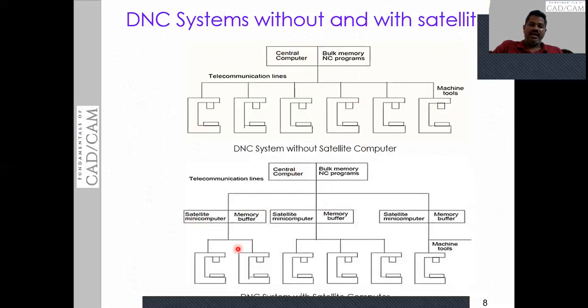Whereas in the case of the satellite DNC system, a mini computer is located between the central computer and the machine tool. The function of this satellite mini computer is to download the program from the central computer. After downloading, that program will be kept in the memory buffer. From this memory buffer, the NC machine tool is going to access the program. So if we place a satellite mini computer between the central computer and the machine tool, the program will be stored in the temporary memory, and from there the program will be accessed by the NC machine tool. This type of system is called the DNC system with satellite computer.